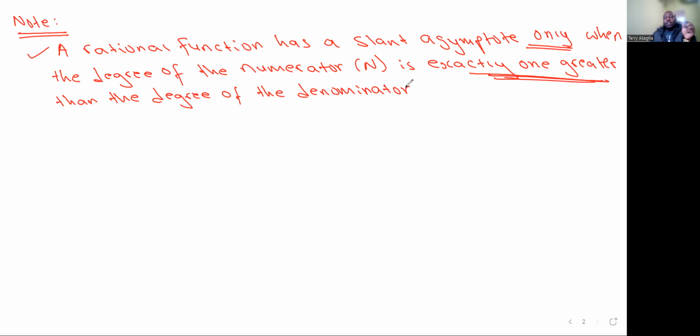Okay, so that numerator will just be 1 degree above that of the denominator. All right. So let's get started now. All right, so let's go.